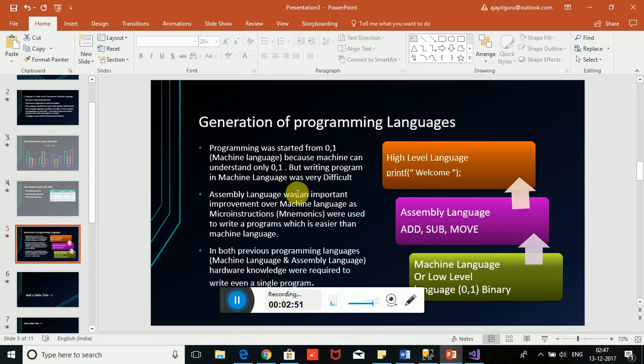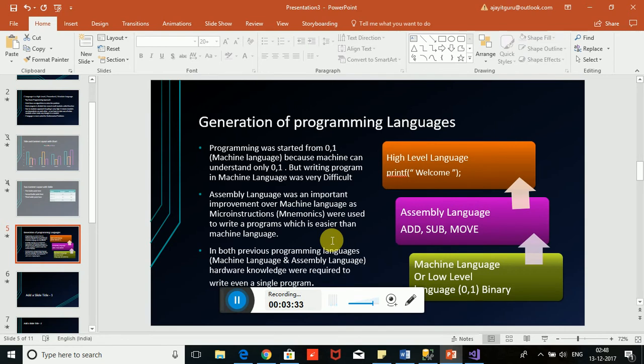And there was a slight improvement from machine language to assembly language. Assembly language is a language in which we write micro instructions in terms of words like add, subtract, move, and these codes are referred to as mnemonic codes. It is easier than writing a machine language program, but it was still a difficult task to write a program because hardware knowledge, the hardware skills, were still highly associated with writing a program at that time.